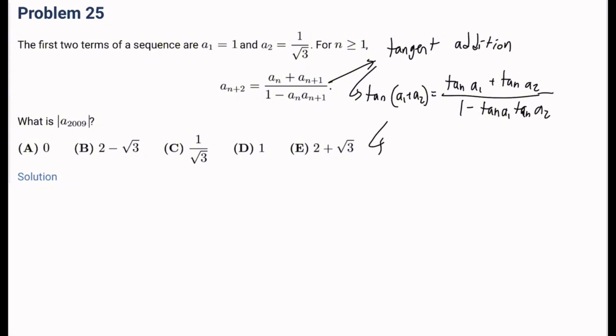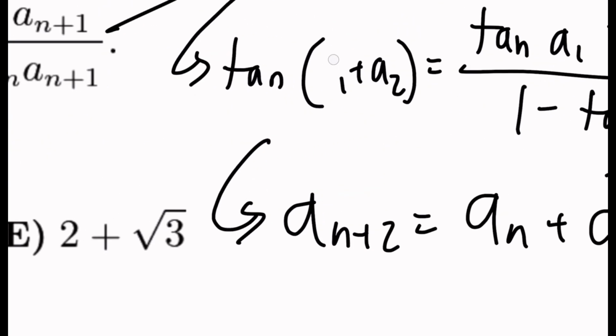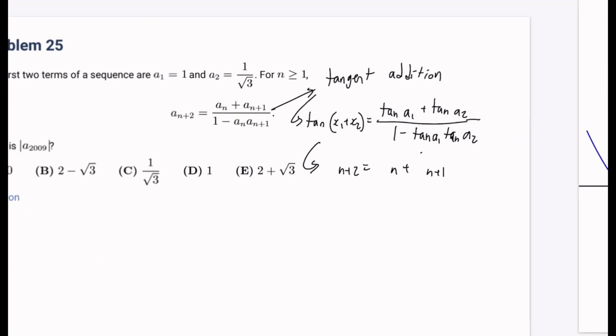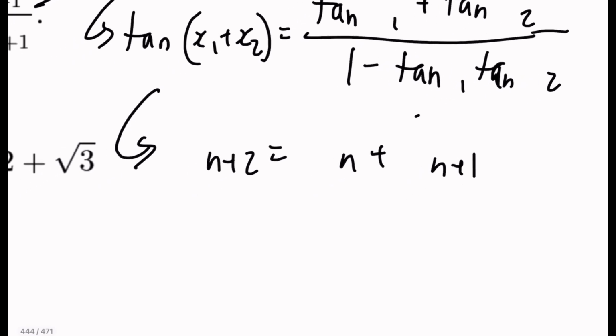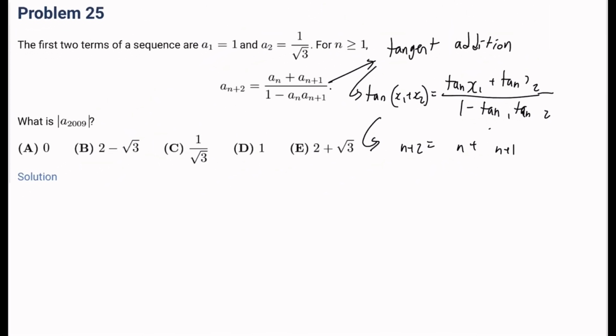This means that if we just say that a_{n+2} is the tangent of a1 plus a2 thing, then... No, I should use a different value. So this should not be a, let's say it's x, to differentiate from the real a_n's over here. And so let's get rid of everything a and put x instead, right? And so tangent of x1 plus x2 is equal to tangent x1 plus tangent x2 over 1 minus tangent x1 tangent x2, and so x_{n+2} is equal to x_n plus x_{n+1}.